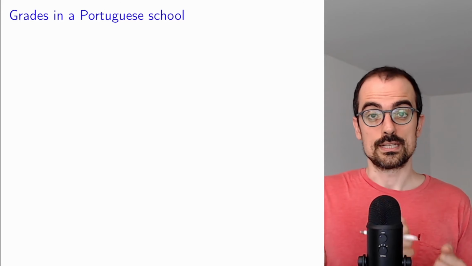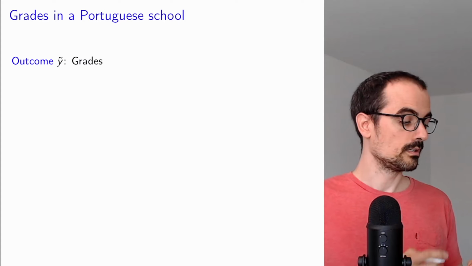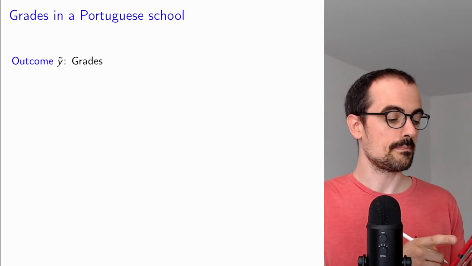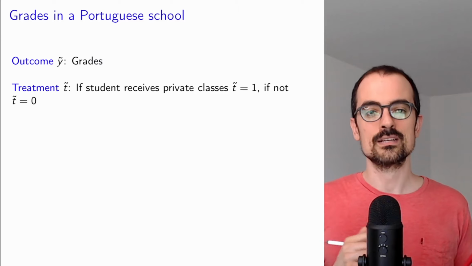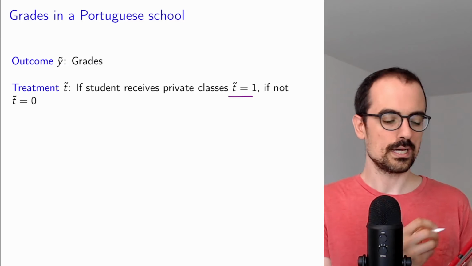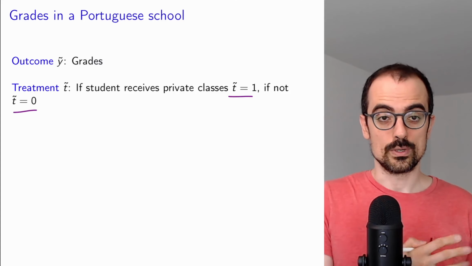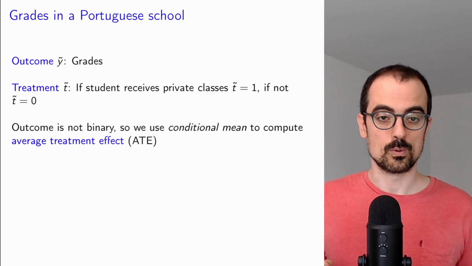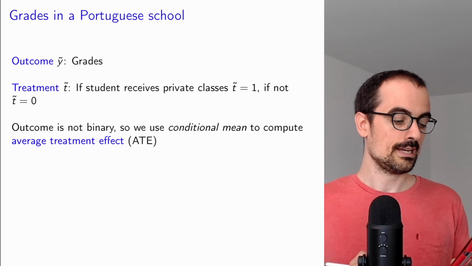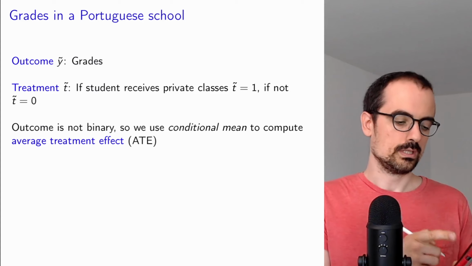Now let's go to the third example, the grades in the Portuguese school. In this case, the outcome y are grades which have numerical values. They're no longer 0 or 1 as in the two previous examples. The treatment still is binary, still has two possible values, whether the student receives private classes, in that case t is equal to 1, or they don't, in that case t is equal to 0. Now the statistics that we explained before are no longer conditional probabilities, they are conditional averages. So we consider the conditional mean or the conditional average given the treatment, and we compute the average treatment effect, and we will see in a moment how.